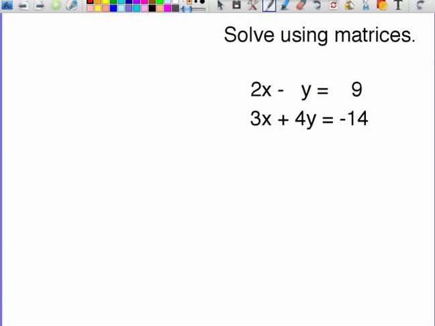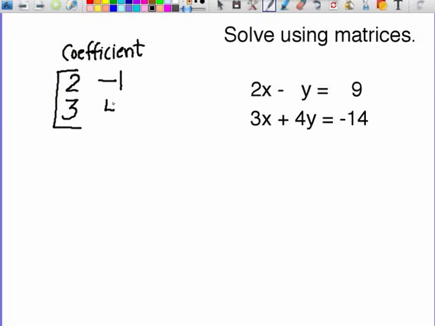I'm going to show you how to solve a system using matrices. And the first thing we want to do is translate this into a matrix equation. In the first matrix are going to go the coefficients. And in the first equation, 2 is in front of x and -1 is in front of y. In the second equation, 3 is in front of x and 4 is in front of y.